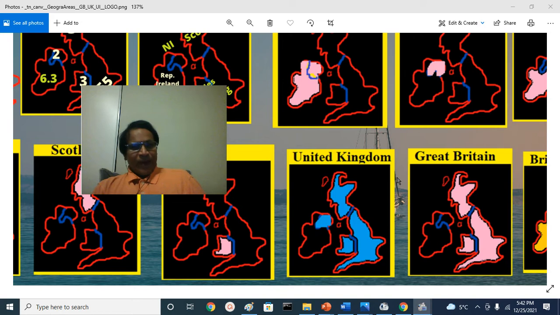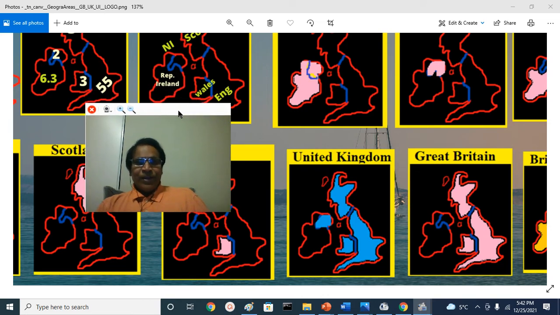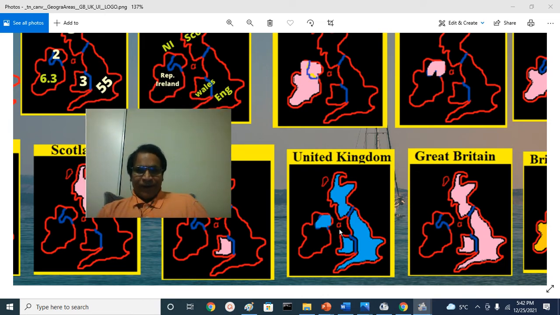Then what is the United Kingdom? The United Kingdom is these 4 countries together. Scotland in the north, England here, Wales here, NI, Northern Ireland here. That is the United Kingdom. That is a union of 4 countries: England, Scotland, Wales, Northern Ireland, NI.